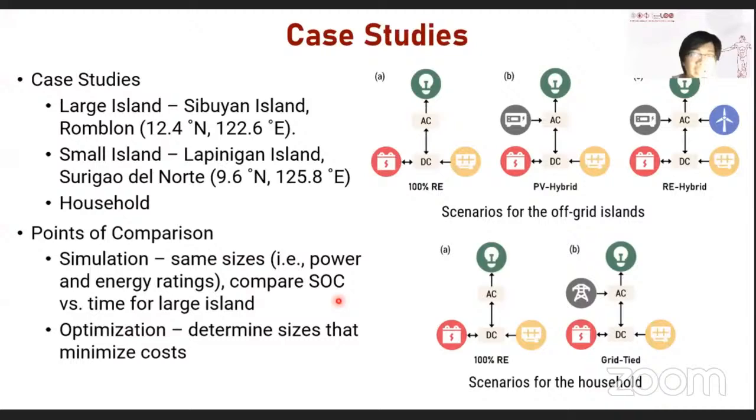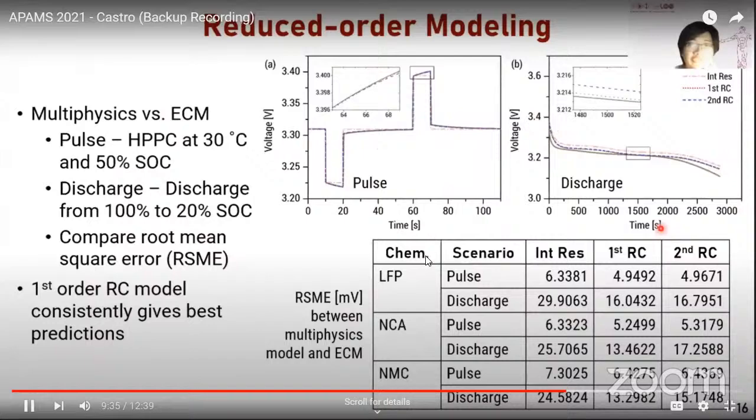So next we have here the reduced order models. Again, we have 3 reduced order models for each chemistry, or rather 3 ECMs for each chemistry, but we only want to select one. So we'll choose the first order RC because we determined that after doing a pulse test and a full discharge, the first order RC model has the most accurate prediction compared versus the multi-physics model. So we'll select this for implementation.